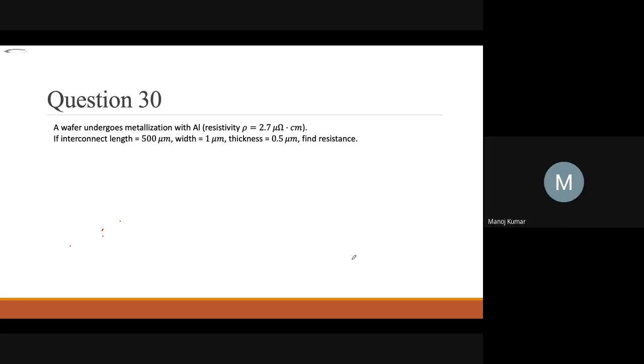Ma'am, 2.7K ohms. Just put the value. Just see the calculation. 2.7K, ma'am. R equal to rho L by A, right? So what is the value of this rho? It is 2.7 into 10 to the power minus 6, into L. What is the value of this L? L is in micrometer, and this is in centimeter.